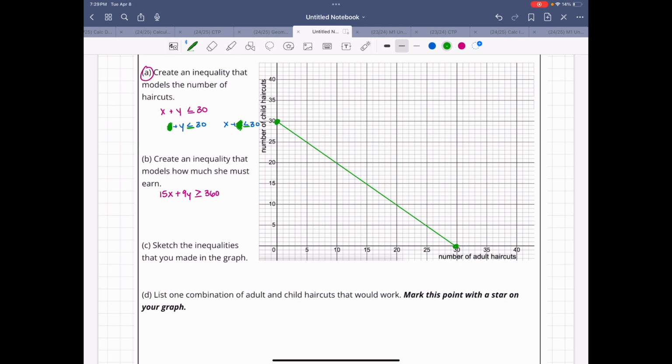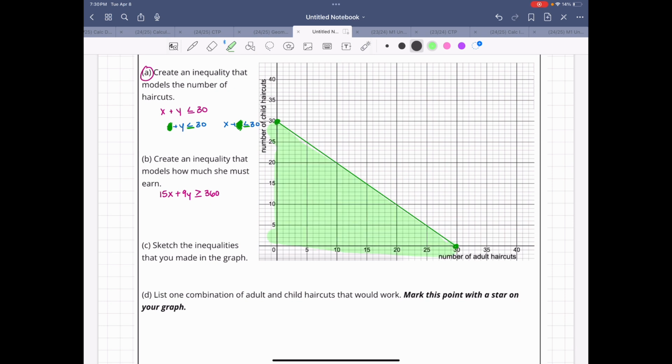And I can draw a line between them. Now, this is a solid line because there's an equal sign. And if she can only cut 30 haircuts, that means that the maximum is 30. So everything that she can do that is feasible is going to live below this region. Everything that she can cut in a week is going to live below this region.